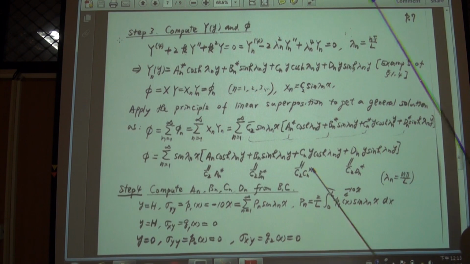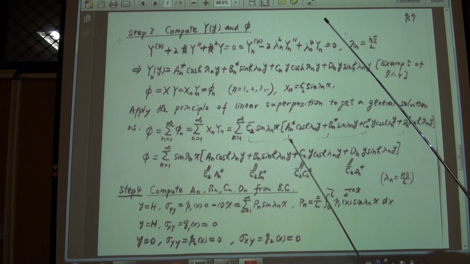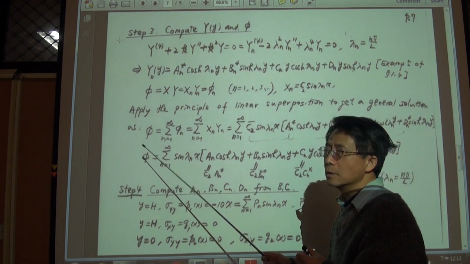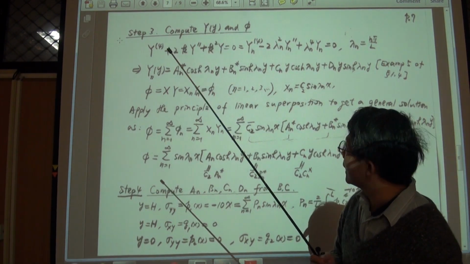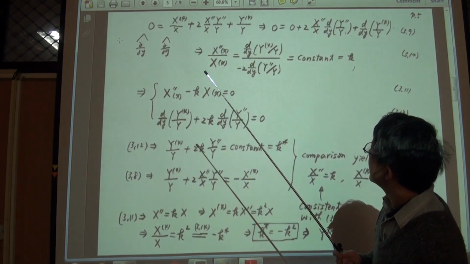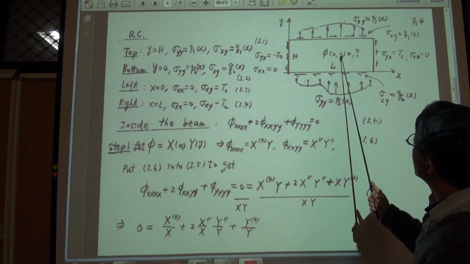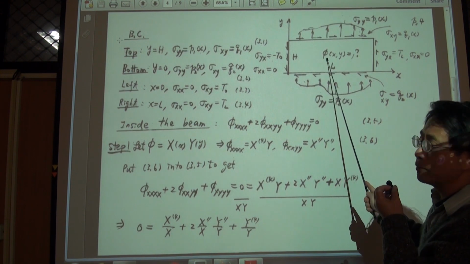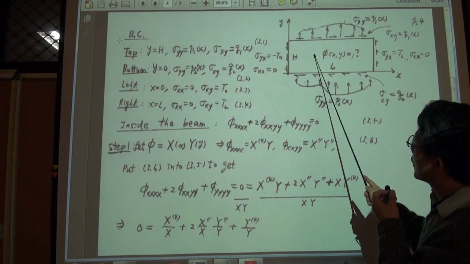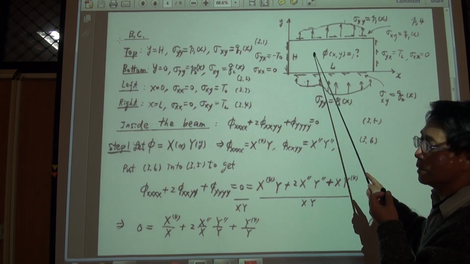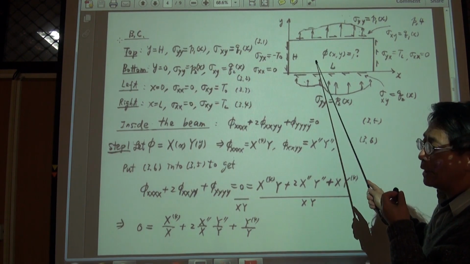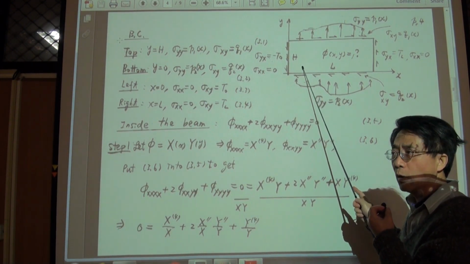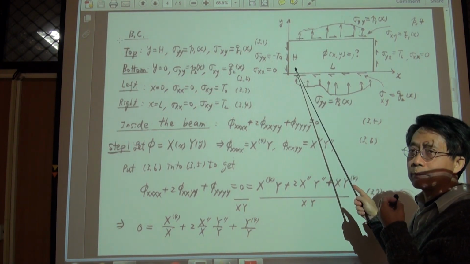Okay? And once you get this stress function, you can compute the stress inside the beam. By using phi, you can calculate all the stress components inside the beam. Once you get the stress components, you can get the strain components, and also you can get the displacements. Okay.